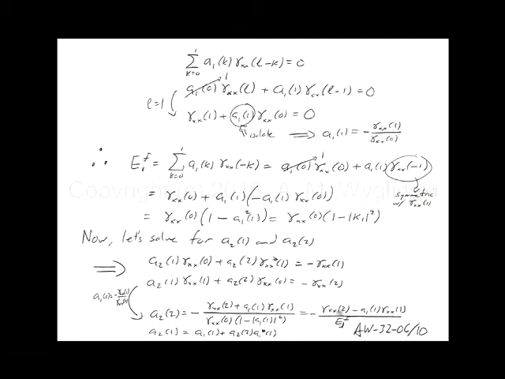In fact, in this expression for A22, we have gamma xx of 2. We also have A11, that's known. Gamma xx of 1, that's known. E1f, that's known. So now we know what A22 is. Plug that back in. We know what A11 is. A22, A11, bingo. We now know what A21 is equal to.